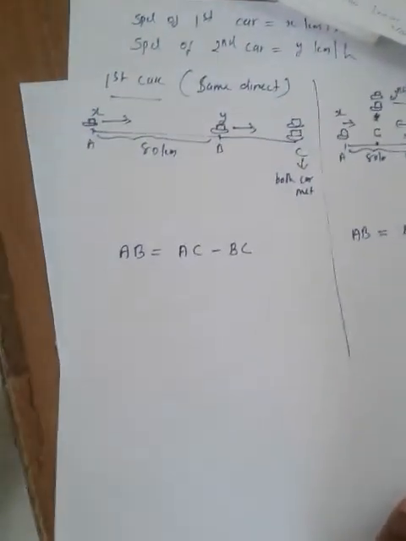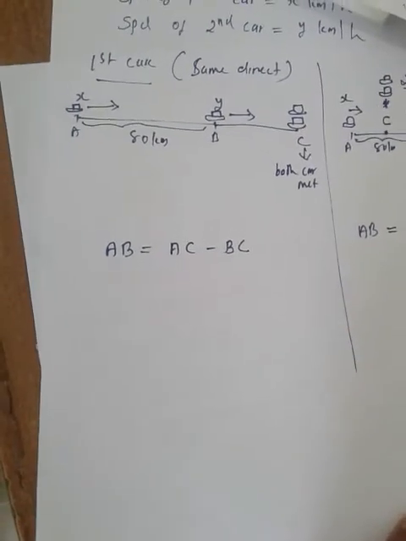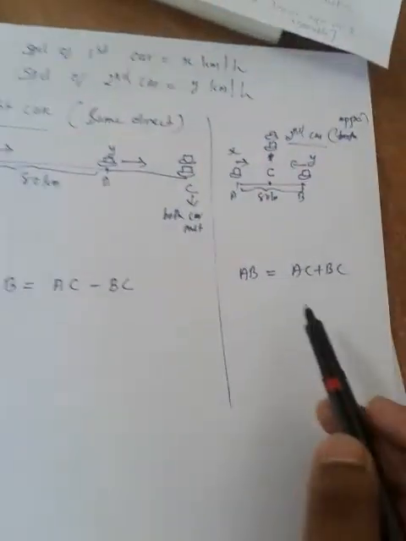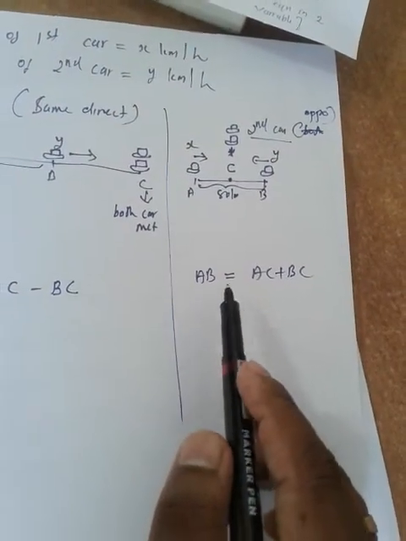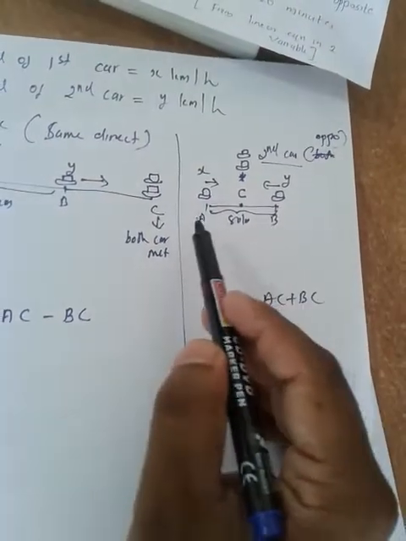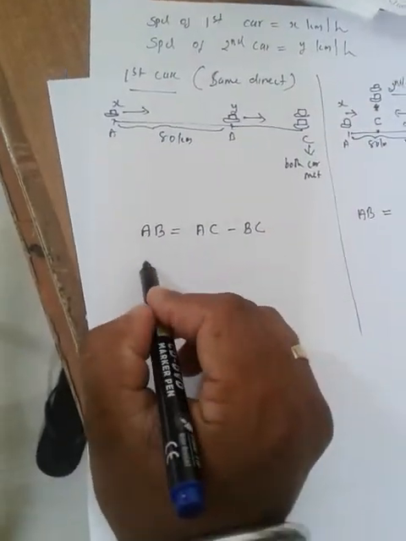Let me repeat once again. I am going to form an equation for the given thing, and what is given here? AB is given here. So in the first equation, AB is equal to AC minus BC. But in the second case, AB is the given thing, but that AB is equal to AC plus BC. See, AB is equal to AC plus BC, because according to both cases, the equation may change. And AB is given here, it is 80.